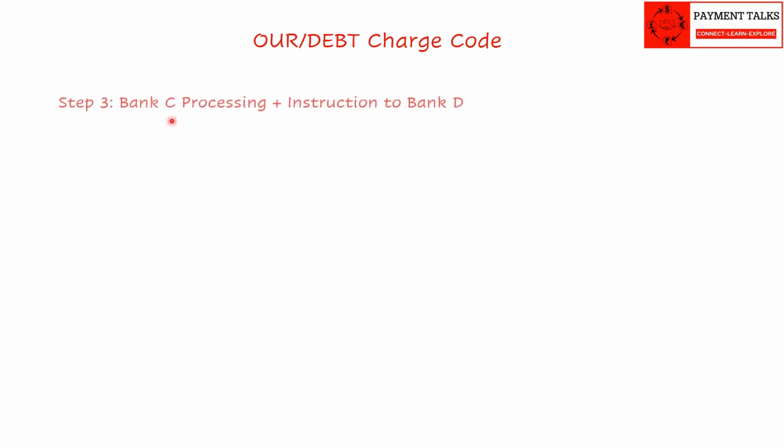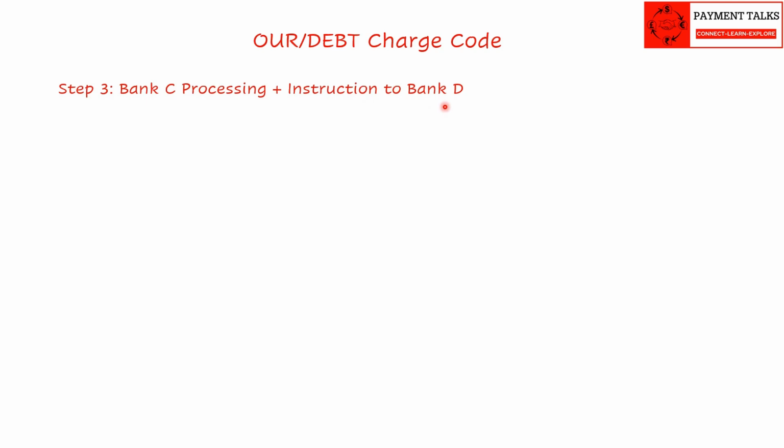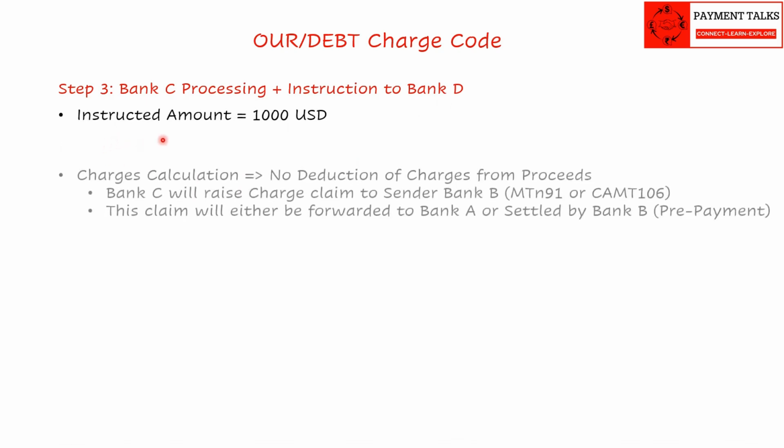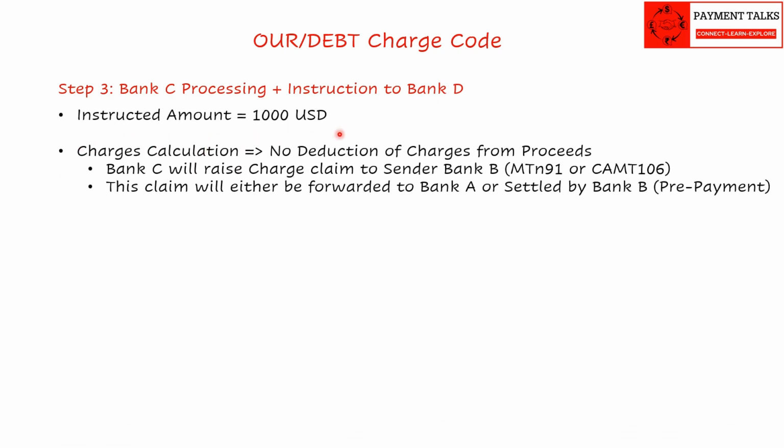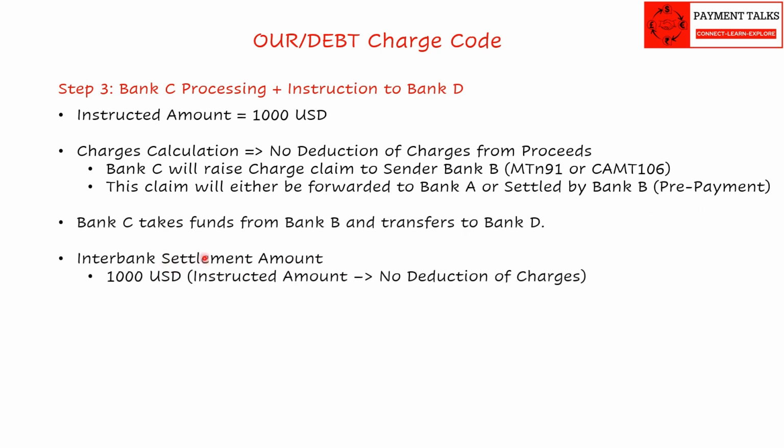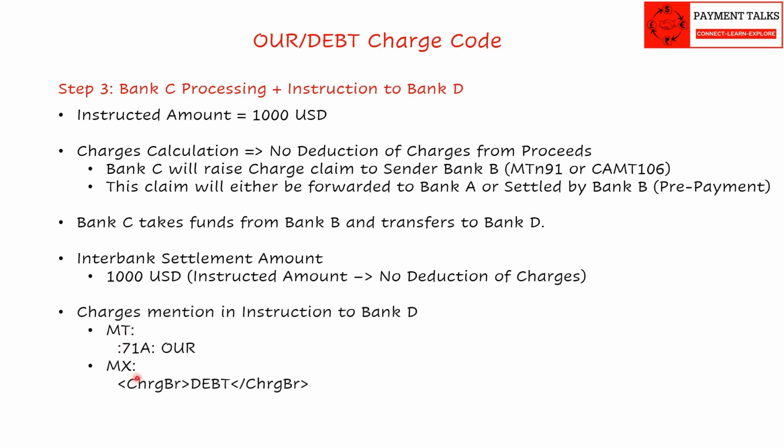Bank C receives the payment instruction from Bank B and processes it further to Bank D as per the instruction. As the charge code is R, Bank C looks at the instructed and interbank settlement amount. As they both are the same, Bank C does not deduct the amount from the interbank settlement amount. Instead, it will raise the charge claim to sender Bank A via Bank B. In prepayment scenarios, Bank B can settle the claim of Bank C. Bank C processes the payment to Bank D with the same interbank settlement amount of 1000 USD. It does not mention any charges information in the payment.